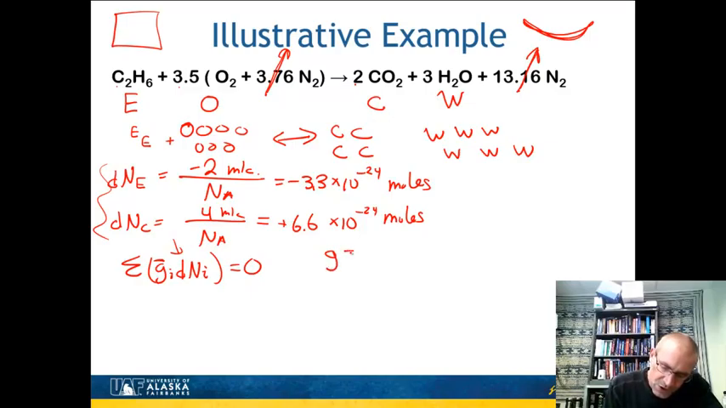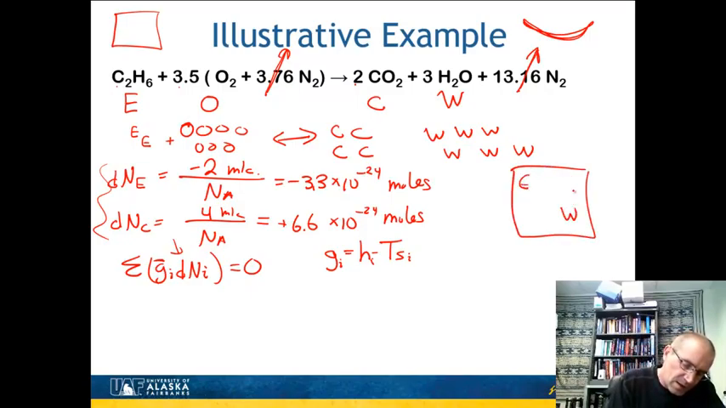Well, we know that G is equal to H minus TS. Now this is of each component, so each one is going to have a different enthalpy and entropy. Temperatures are all going to be the same. So here's my box. We have lots of ethanes and waters and carbon dioxides and oxygens in there, and they're constantly bouncing back and forth in this reaction to find a minimum.